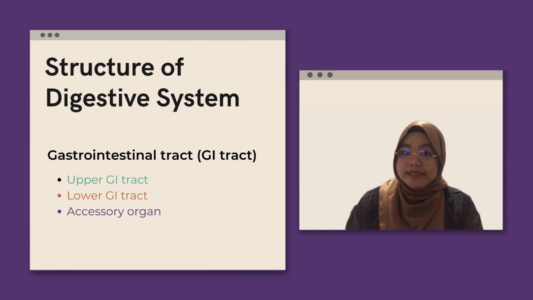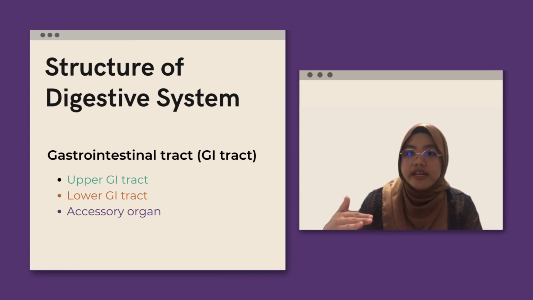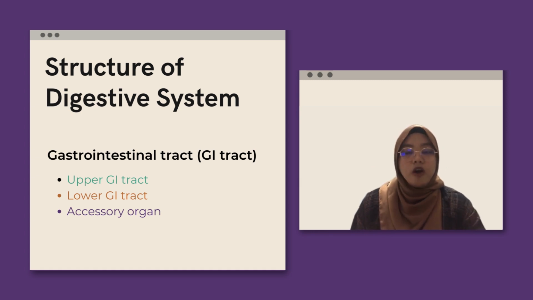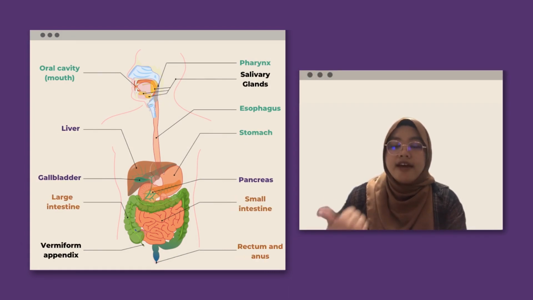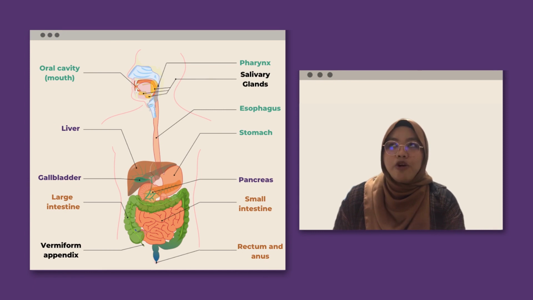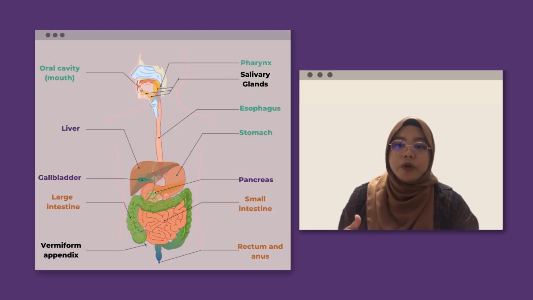The digestive system consists primarily of the gastrointestinal tract, also known as the GI tract. It's divided into the upper GI tract and lower GI tract, and these organs work in cooperation with the accessory organs. The upper GI tract consists of the mouth, pharynx, esophagus, and stomach. So it transports food from the entry until digestion begins in the stomach. As for the lower GI tract, it consists of the large intestine, small intestine, also rectum and anus. This is where the digestion is completed and the waste material is ready for expulsion from the body.